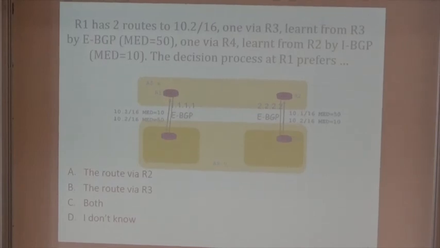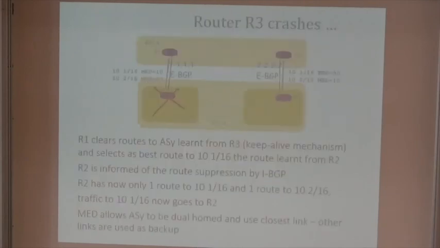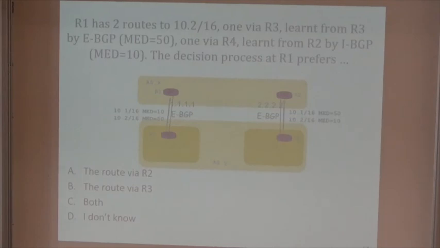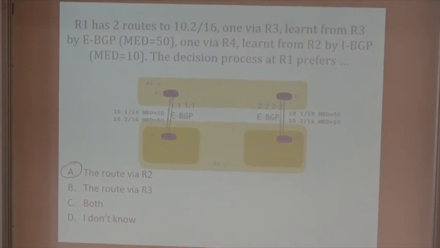I close the poll. And the majority is right. The solution is in the decision process. You look at the decision process and you will find that one of the criteria is the MED. All others have similar, and MED comes before. So at R1, you will prefer this one because it has a smaller MED, 10, which is the intention of MED. You want to signal to a provider that you prefer to use this exit rather than this one.